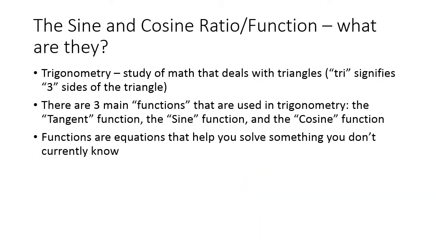The sine and cosine ratio functions, what are they? Trigonometry is the study of math that deals with triangles. Tri signifies three sides of the triangle. There are three main functions that are used in trigonometry: the tangent function, the sine function, and the cosine function. Functions are equations that help you solve something you don't currently know.